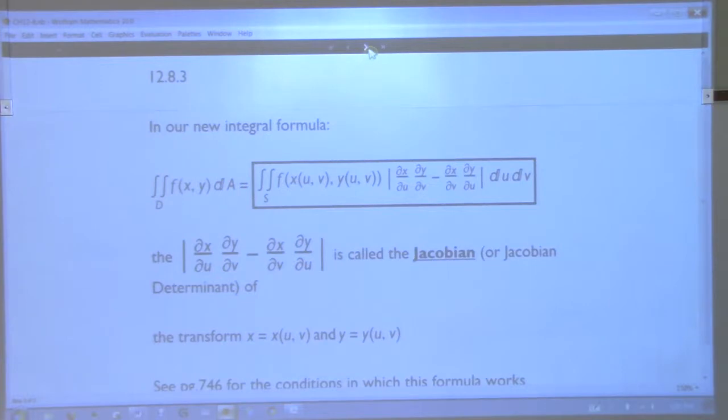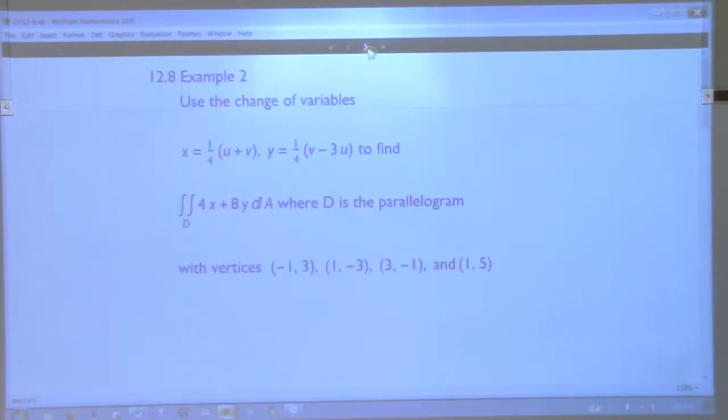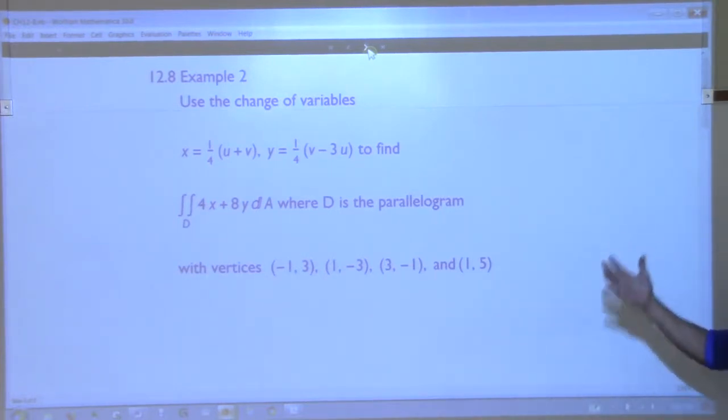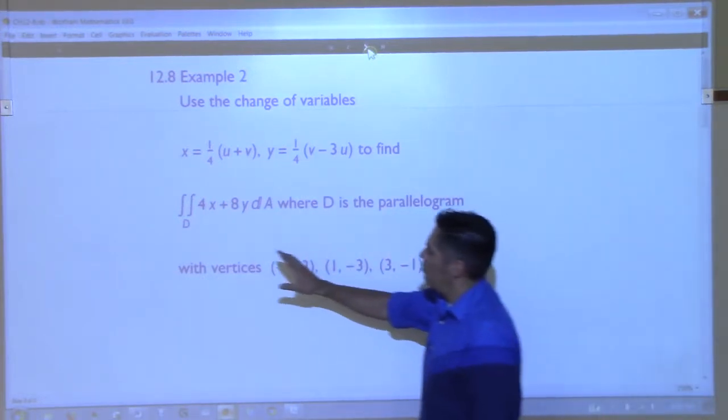And we're going to do an example now that would be very similar to something you would see on a test, like on the final. This is the type of problem you would see, and this is what the homework problems look like. So it says use the change of variables. So we have a double integral. Maybe we should start there.